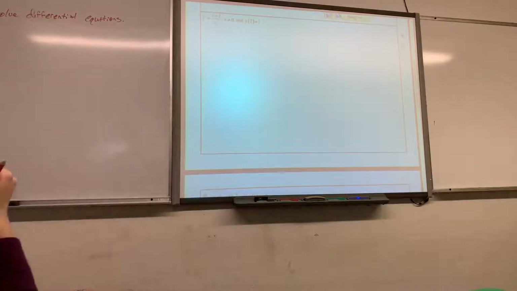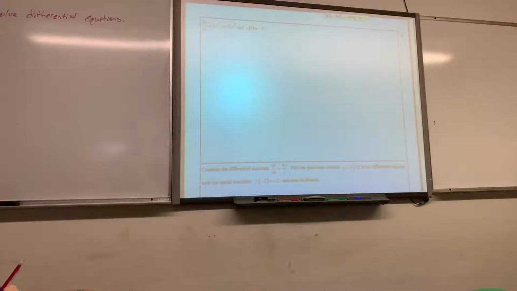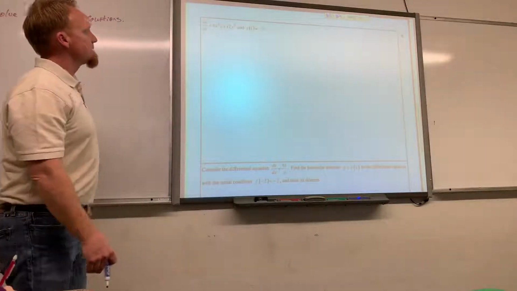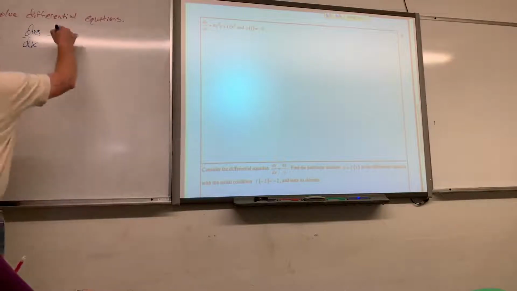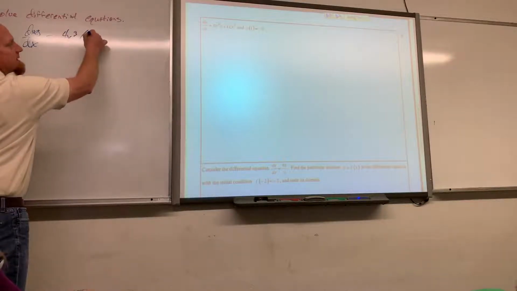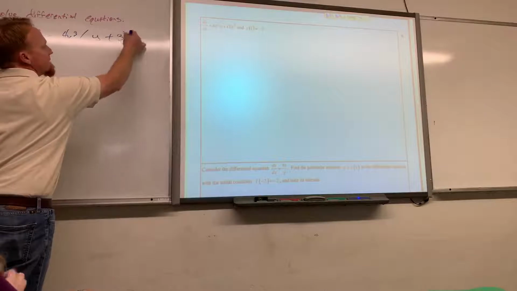All right, next one. dy dx equals 4x cubed y plus 12x cubed. All right, talk to me about this one. Maddie says let's take out the 4x cubed. I agree. So if I do that, I get 4x cubed, that leaves me with y plus 3.